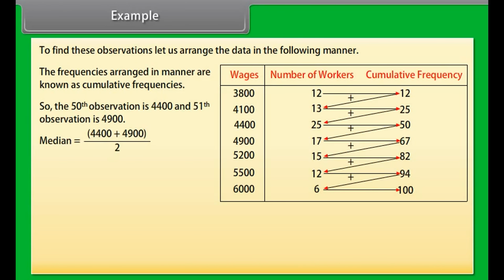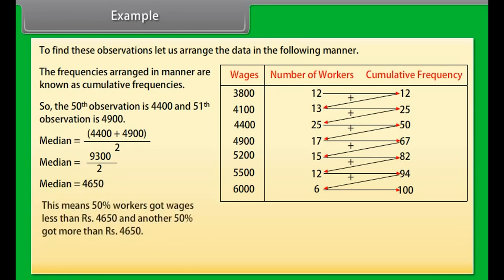Median is equal to 4400 plus 4900 by 2. Median equals 9300 upon 2. Median is equal to 4650. This means 50% of workers got wages less than rupees 4650 and another 50% got more than rupees 4650.